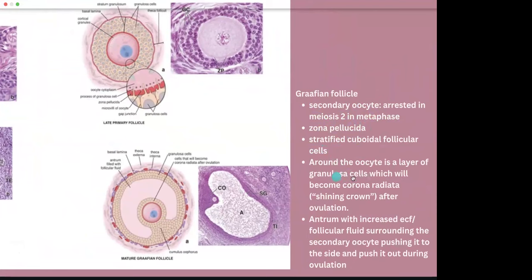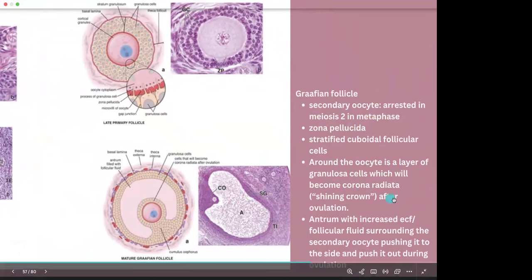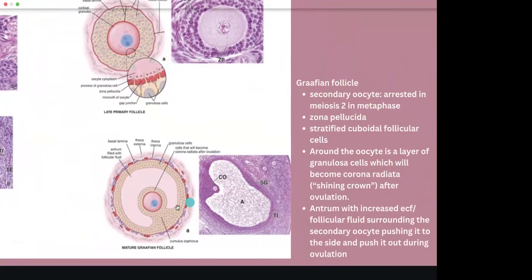Around the oocyte is a granulosa cell layer, which will become the corona radiata, which I'm pretty sure is in this picture. No, it's not. I think it's in the next slide, after ovulation. And then the antrum is filled with way more ECF than before, and it surrounds the secondary oocyte and pushes it to the side. So during ovulation, it can just push it out.